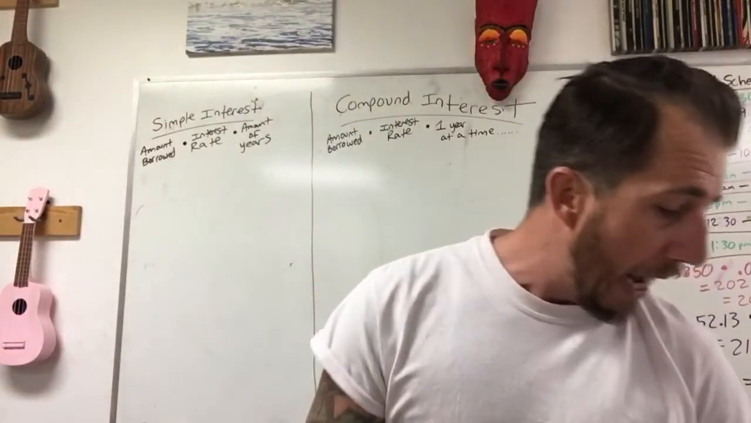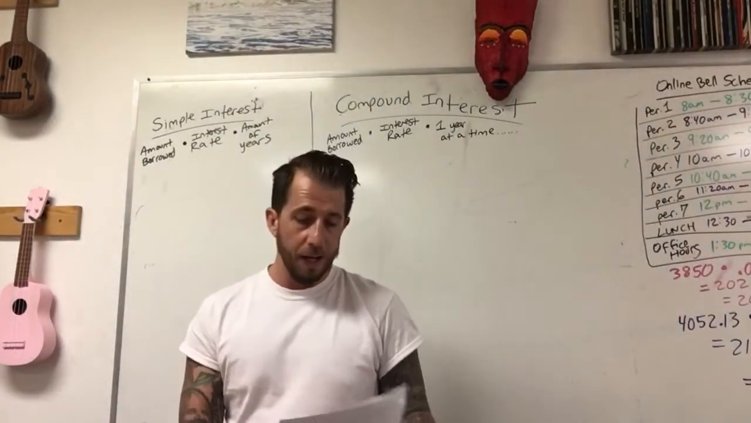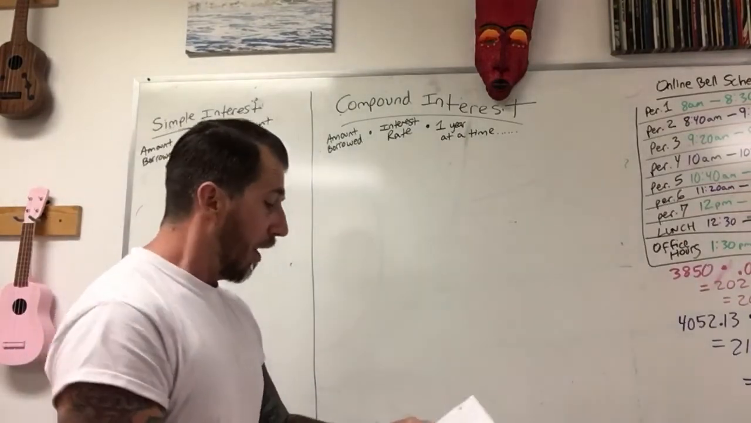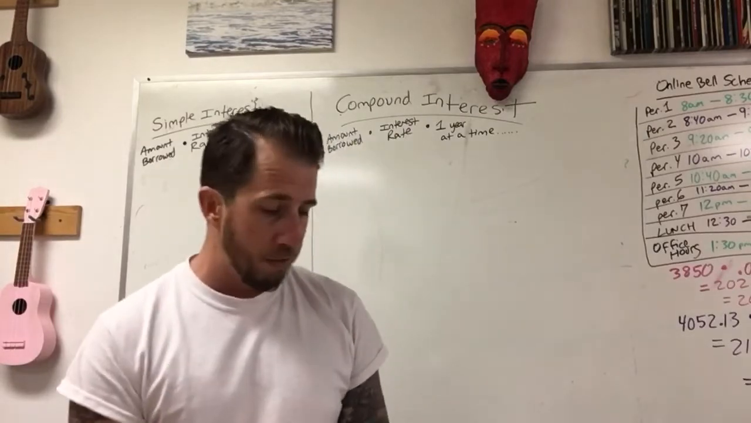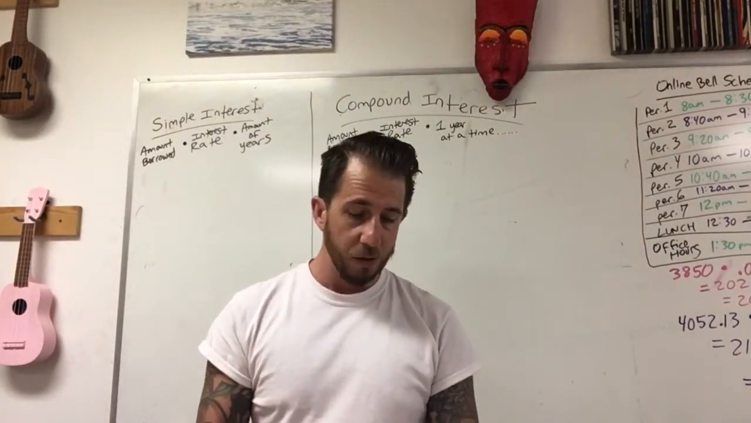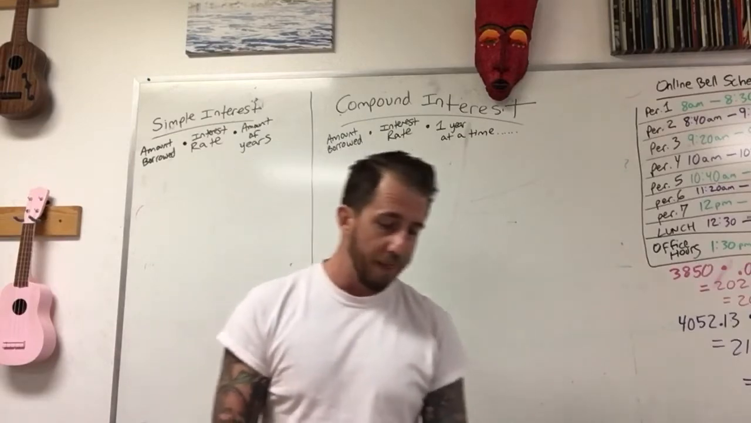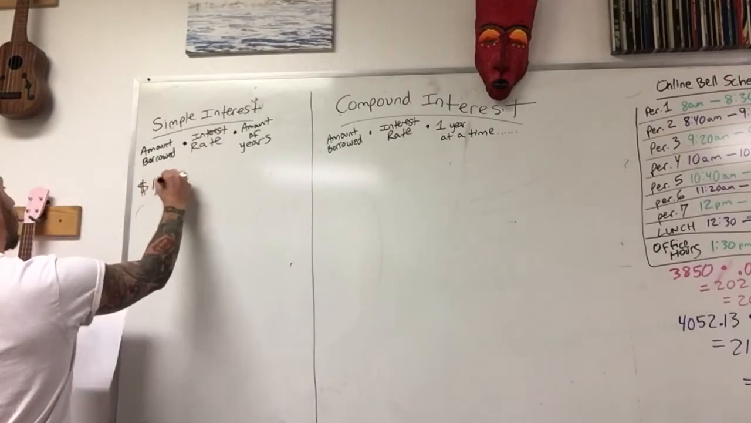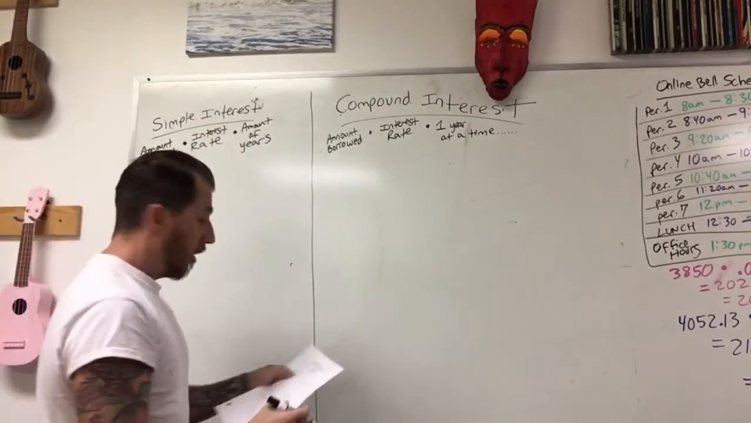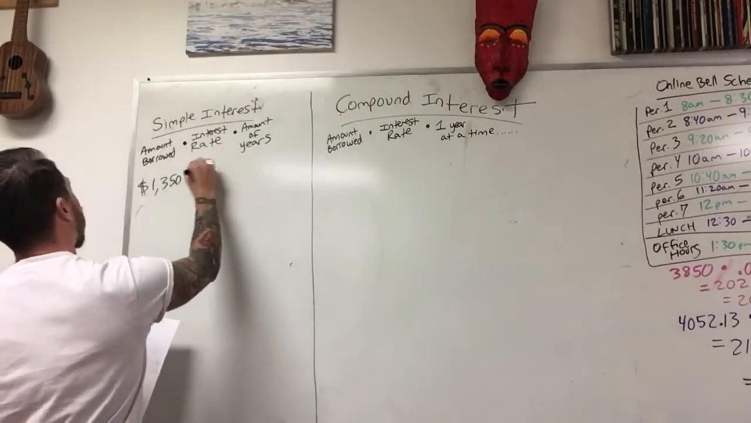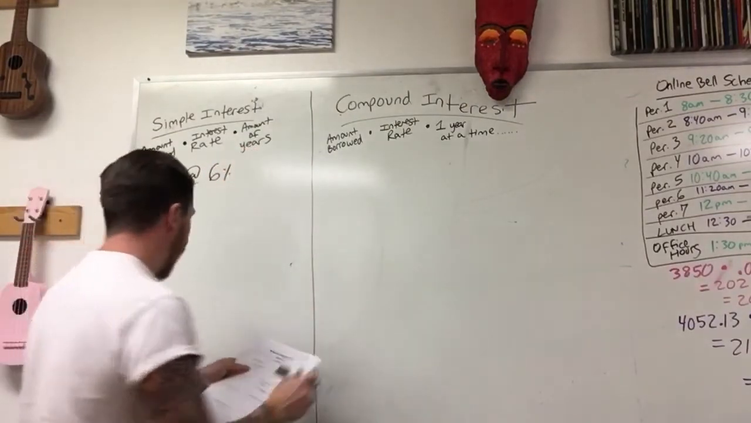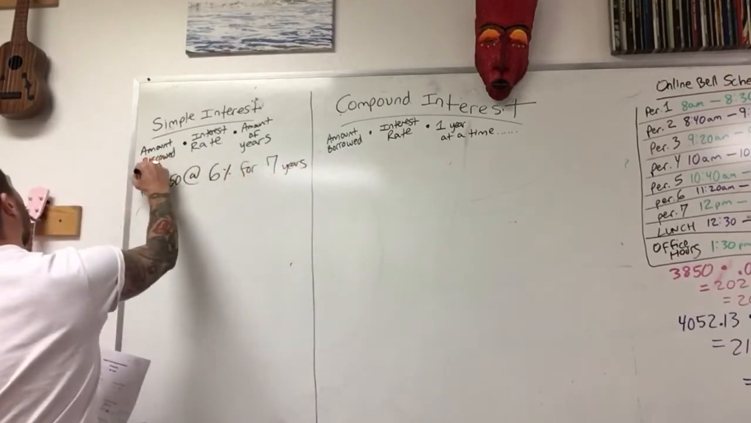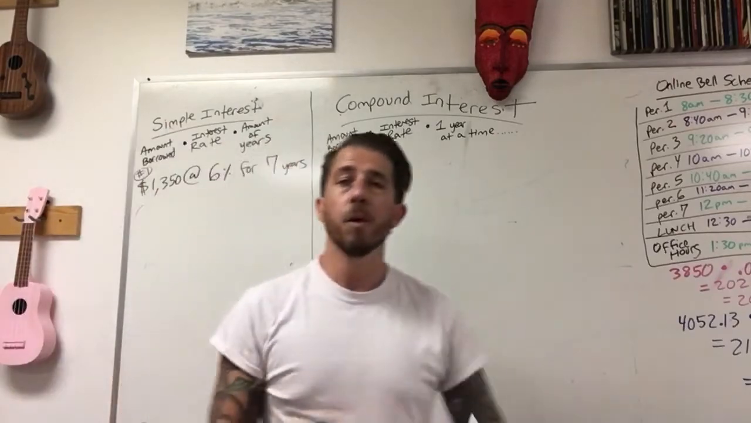I am using the homework that I gave you and we went over today earlier in class. So find the simple interest. This is number one from your homework. You took out a $1,350 loan at a 6% interest rate for 7 years. This is number one.